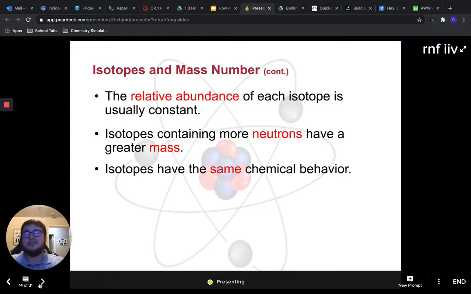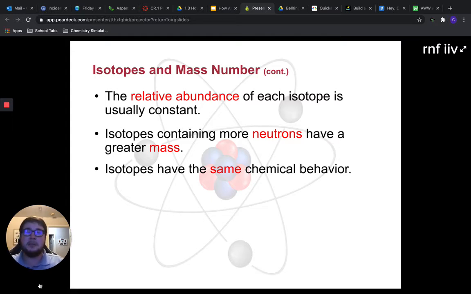All right, and then isotopes have the same chemical behavior. If you remember from our lesson yesterday, we mentioned that if you want to know how an element or a chemical will behave, you just need to look at the number of electrons that it has, or how its electrons are arranged. Isotopes all have the same numbers of protons and electrons, so their chemical behavior doesn't change, because the thing that you look at, the electrons, is the same for every isotope. Remember, the only thing that differs is the number of neutrons.